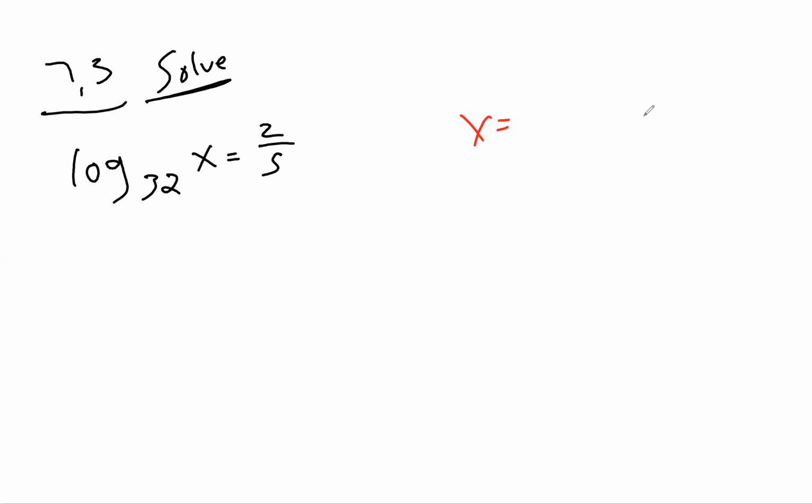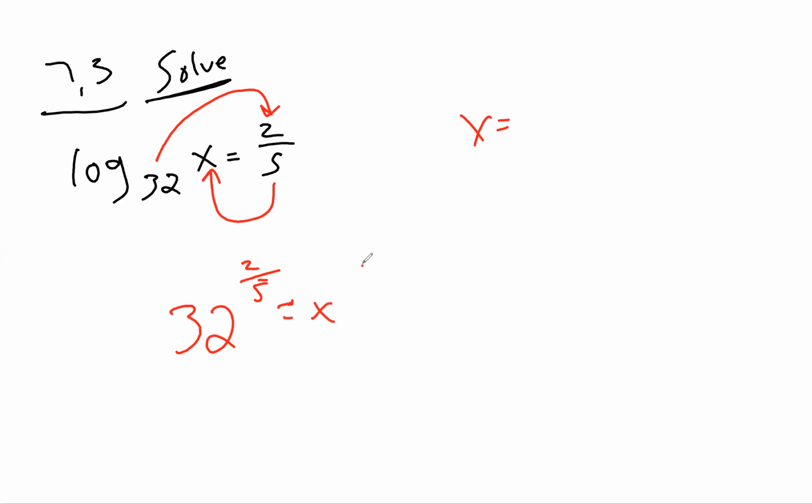Well, this is in log form. And so in order for me to solve this, I have to put it in exponential form. I have to draw my arrows. So I'm going to start at 32, hit the 2/5, cross the equal sign, hit the x. I will rewrite this as 32 to the 2/5 equals x.